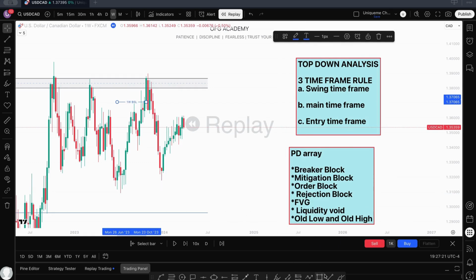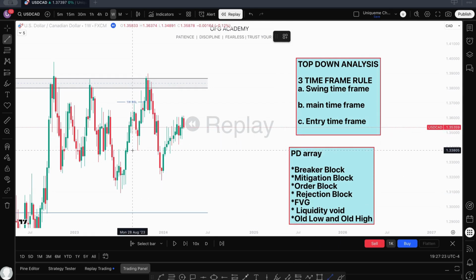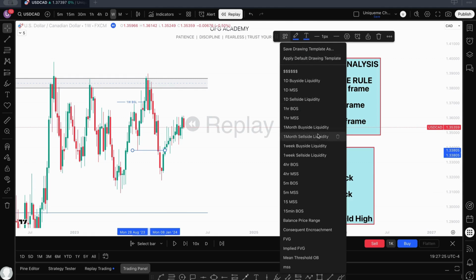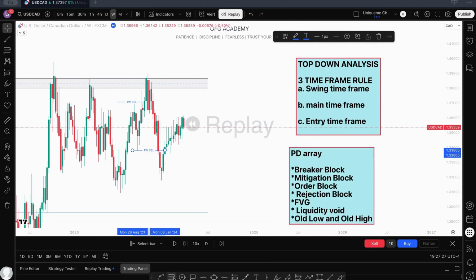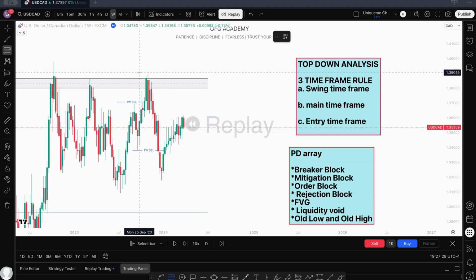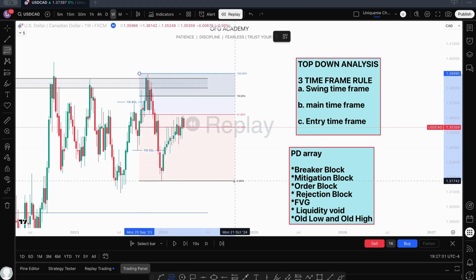Buy side liquidity, and I have what here? I have a sell side liquidity, right? On 1 week, taking my Fibonacci from this low to this high. Now price is above 50%, right? We have a breaker here which price has violated already.